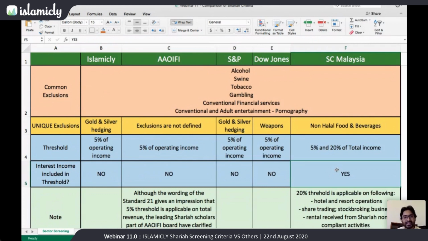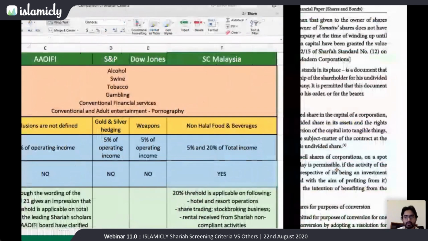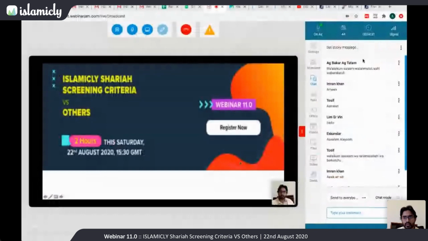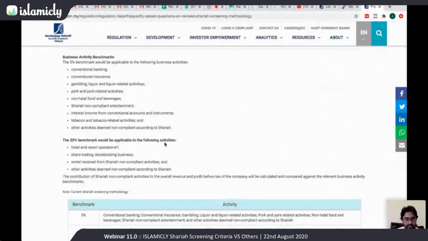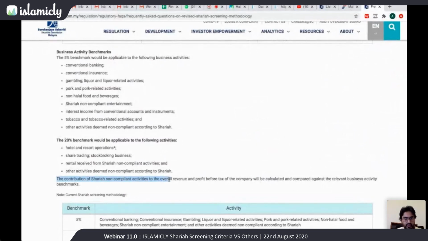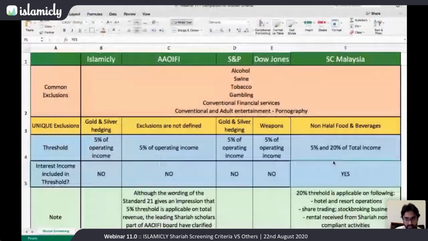That means SC Malaysia says that all non-permissible activities of the company, whether operating or non-operating, should be less than 5% of the threshold. They have specifically mentioned about it over here. As you can see, they've said in this line item. So this means that specifically, if a company derives any non-permissible revenues, whether it be operating or non-operating, it will be considered as part of the 5% threshold. And the 20% threshold is separate for them.